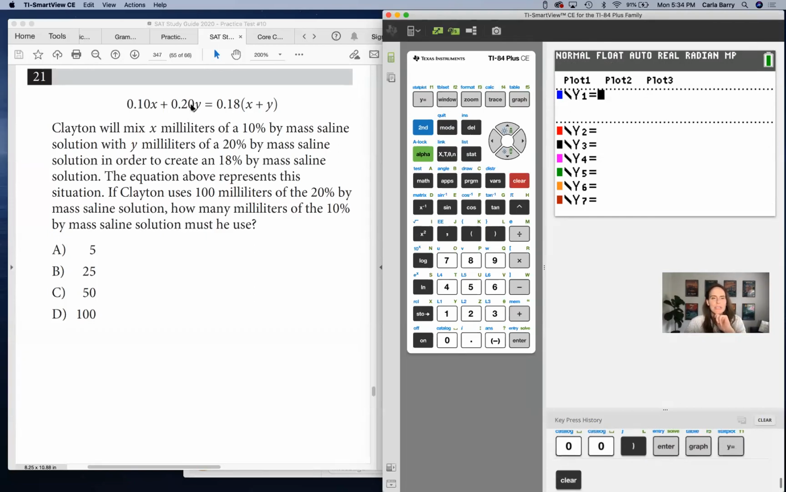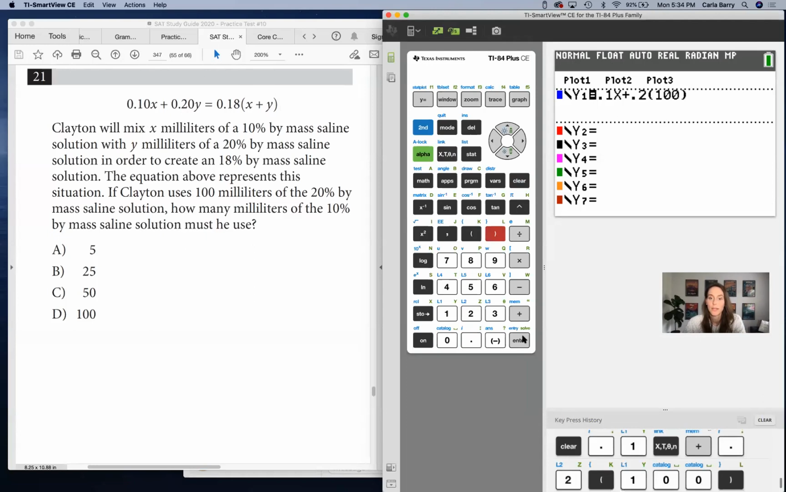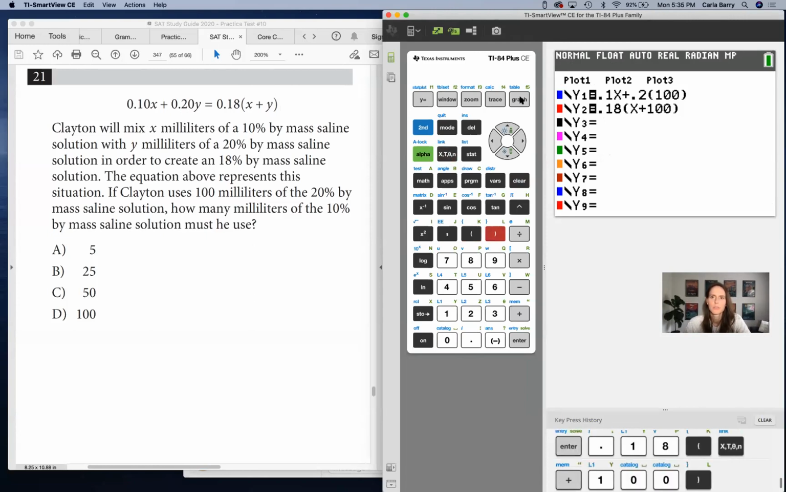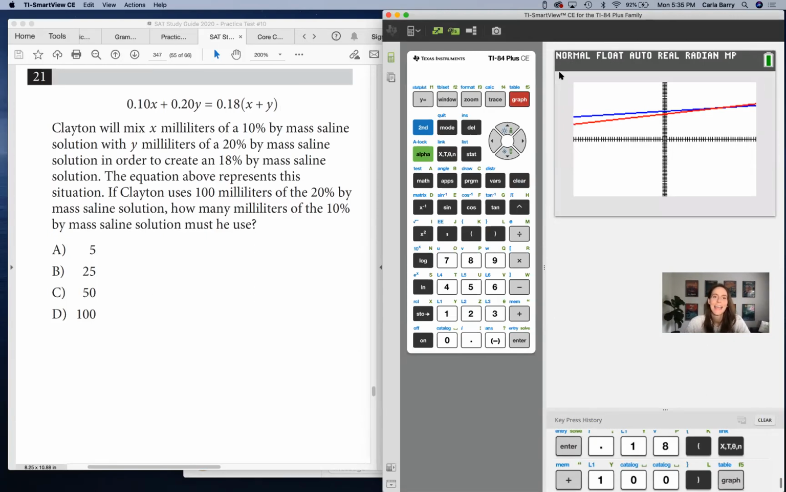We could also treat the left-hand side of the equation as y1 and the right-hand side of the equation as y2. So I could say 0.1x plus 0.2 times 100 is y1. And then for y2, think of that as our second box, basically. We have 0.18 times x plus 100. And we're just going to graph that, and it graphs two lines. The intersection of the two lines is our solution. And we are trying to find x here, right?